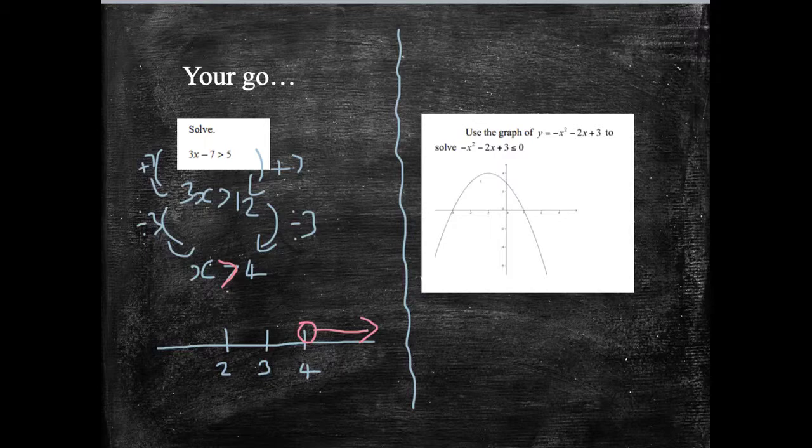Okay, the second one. Using this graph to solve minus x squared minus 2x plus 3 is less than or equal to 0. You may have factorised it, or you may have looked at the picture and just looked at the roots. We can see that it's going to be less than or equal to 0 here and here. So x is going to be less than or equal to minus 3, and x is going to be greater than or equal to 1.